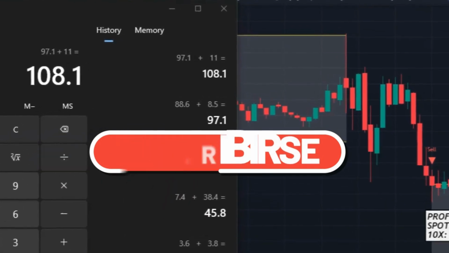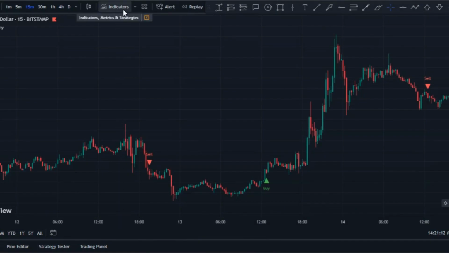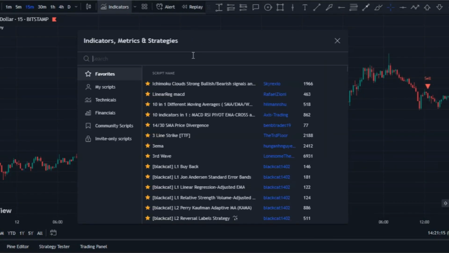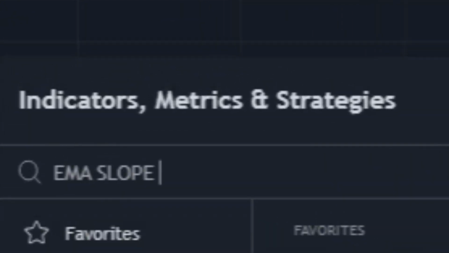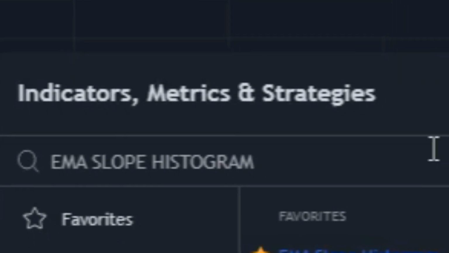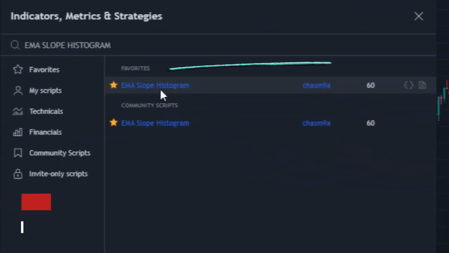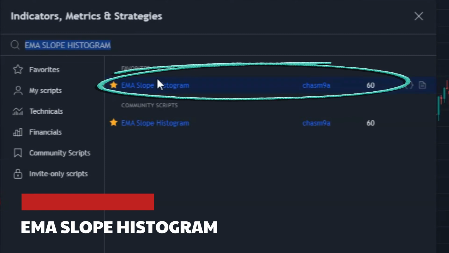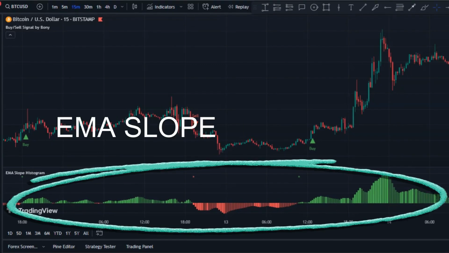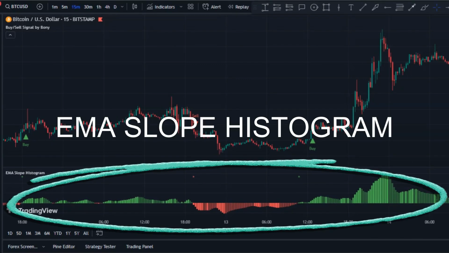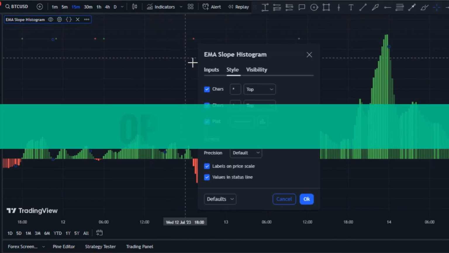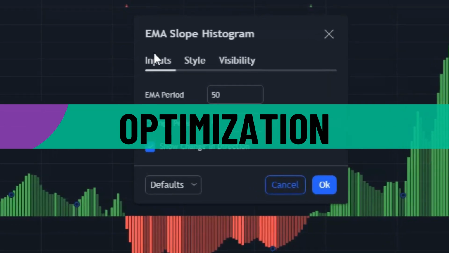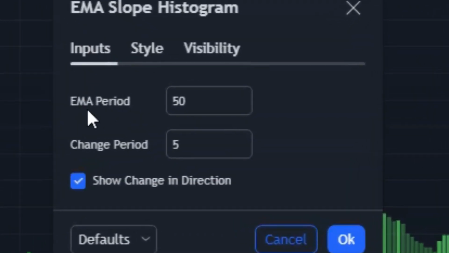Alright, now let's head over to the indicator section and search for EMA slope histogram and add this indicator to your chart as well. Now before using this oscillator as a filter, let's head to its settings and step by step apply the necessary adjustments just like in the video.